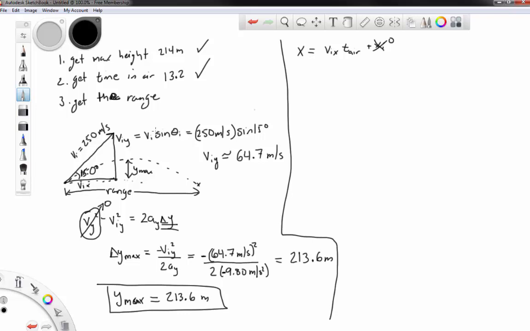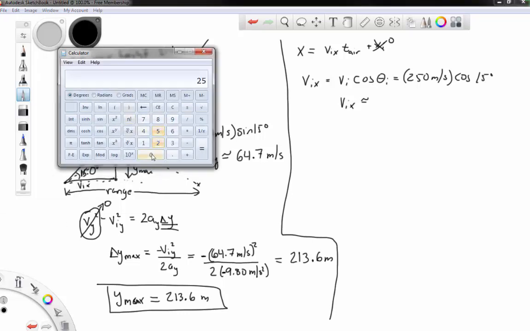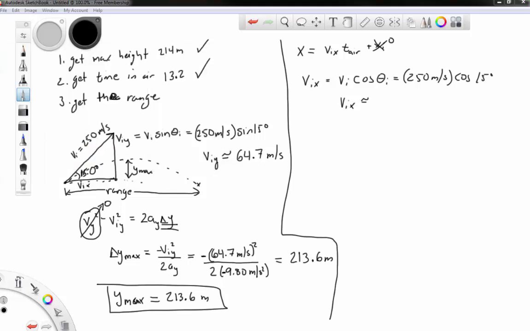So now we need to get v initial in the x direction. So v initial x is going to be v initial times cosine of theta initial. So that was 250 meters per second times the cosine of 15 degrees. So v initial in x is going to be given by 250 times cosine of 15 gives us 241.48 meters per second.